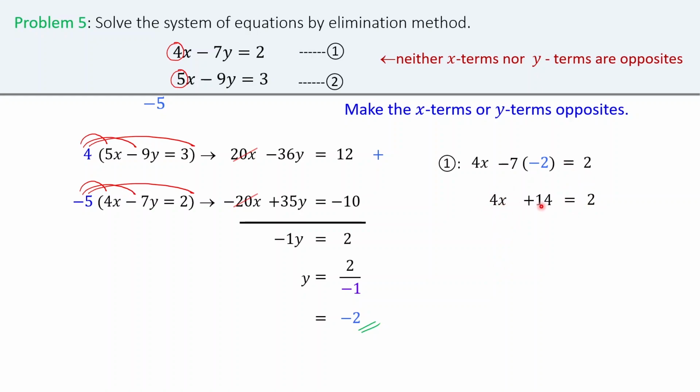Now isolate this term by moving this term to the right. 4x is equal to 2 minus 14, so add negative 14. 4x is equal to 2 minus 14, which is negative 12. Now divide both sides by 4 and isolate x. So x is equal to negative 12 divided by 4, which is negative 3. So the solution is negative 3 comma negative 2.